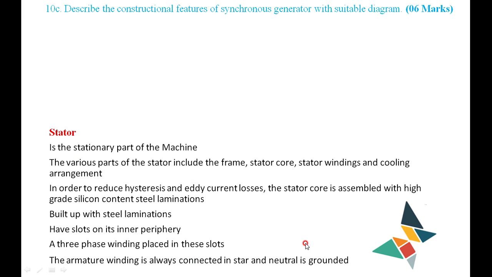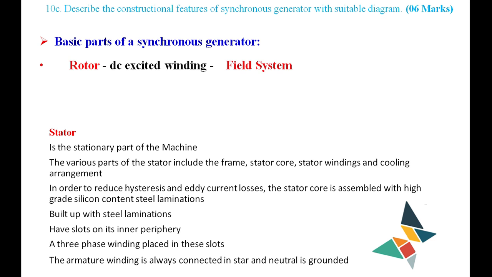The question number 10c, what he asked is: describe the construction features of a synchronous generator with a suitable diagram. You have to explain the two important parts of the alternator, one is the stator and the other is the rotor. Therefore, the basic parts of a synchronous generator consist of a rotor and a stator.